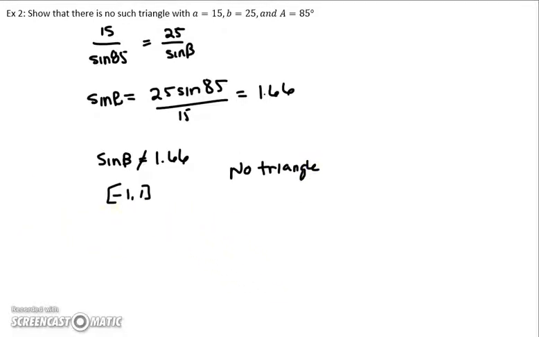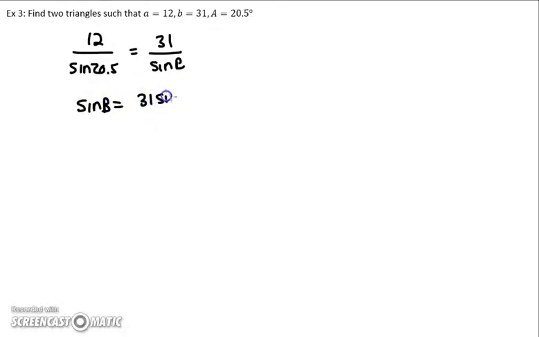So we've seen one triangle, we've seen no triangle, so let's look at a case where there's two triangles. Find two triangles such that a equals 12, b equals 31, and angle A equals 20.5 degrees. So if we look at that, set it up the same way we've been doing. 12 over sine of 20.5 is going to be equal to 31 over sine of B. Once again, solve for sine of B. So sine of B is going to be equal to 31 sine of 20.5 over 12, which is approximately equal to 0.905.